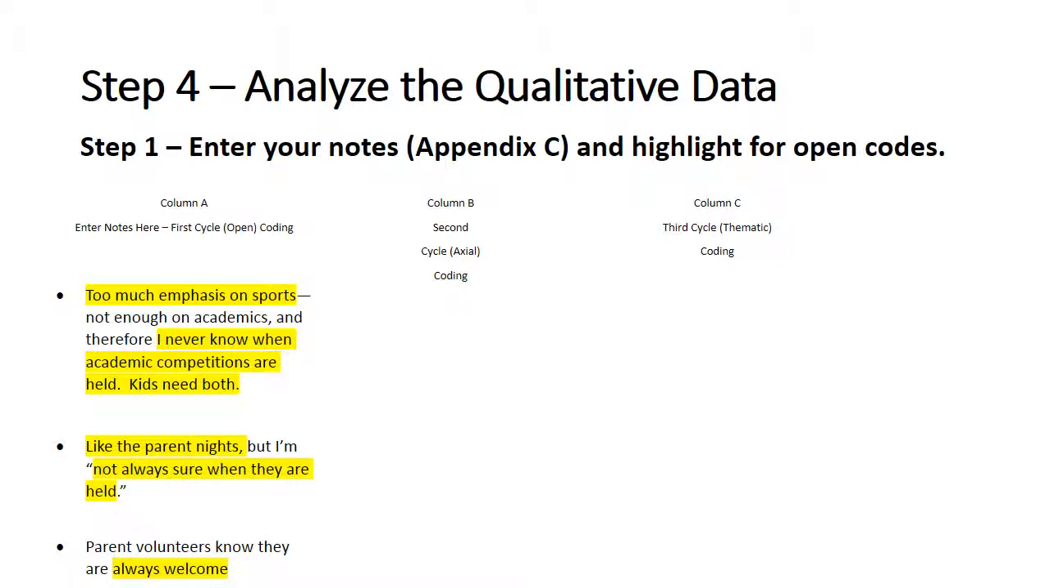The first thing to do is to type up your notes and put them in column A of the form in Appendix C. So you can see here, this student took some bulleted notes, and they typed them up in column A. Too much emphasis on sports, not enough on academics, therefore I never know when the academic competitions are held. Kids need both. This participant likes the parent nights, but I'm not always sure when they are held. And parent volunteers know they are always welcome. So these are the 3 bullets. Of course, there would be many more, but this is a sample.